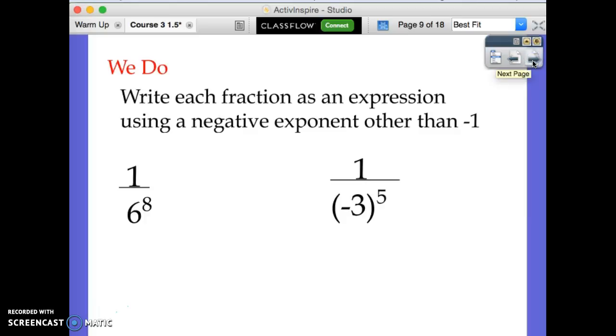So I'm writing this with a negative exponent. Just reciprocal and slap a negative in there. Notice here, we have a negative number. Doesn't change anything. I write the reciprocal. The reciprocal of 1 over negative 3 is just negative 3. And now instead of to the 5th power, it's to the negative 5th power. These parentheses do need to be there because that does change the value.